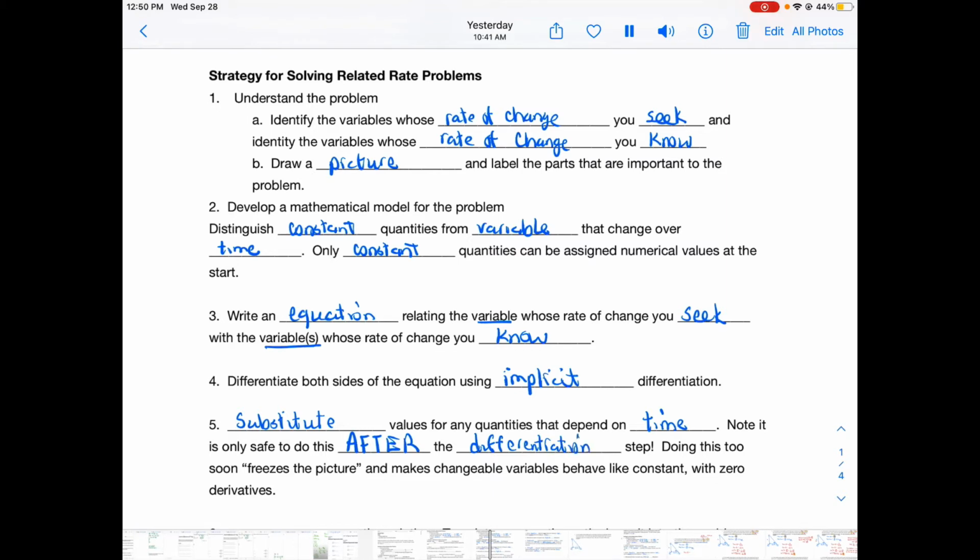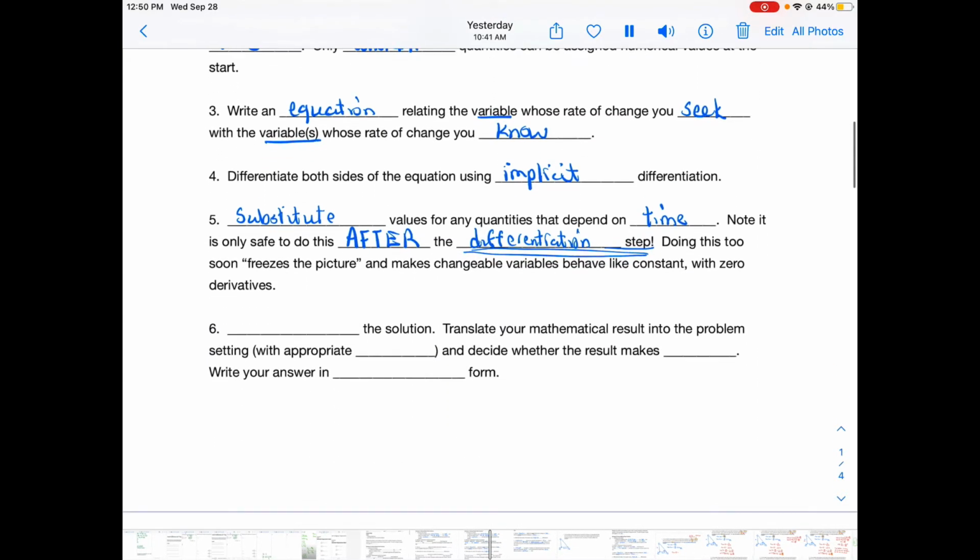The reason that's so important is you're only looking at a snapshot picture, and if you differentiate with those variables as constants, you'll get a derivative of 0 for a constant, and you don't get the full picture. So make sure those variable values are only plugged in at the end, after the derivative.